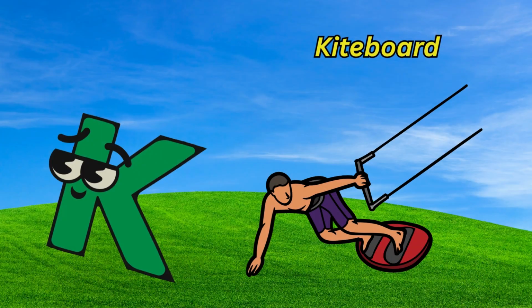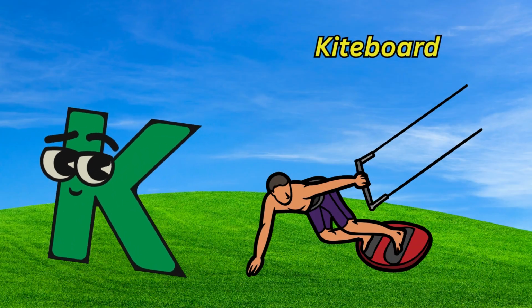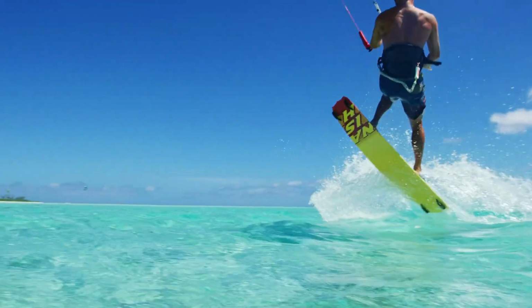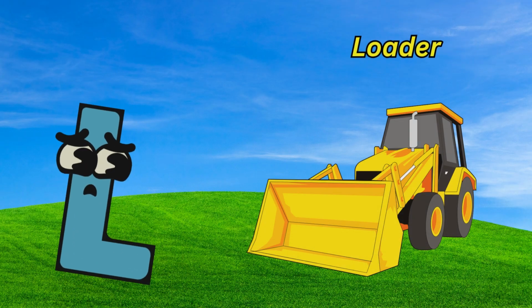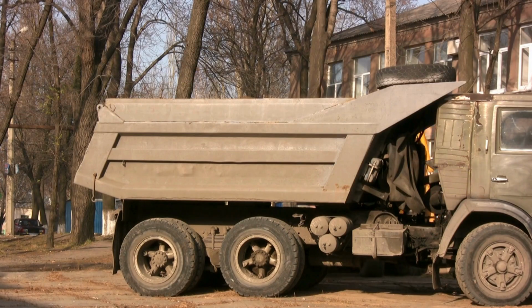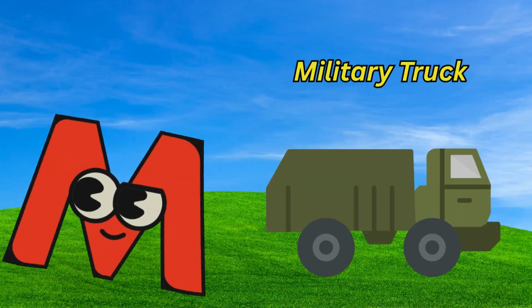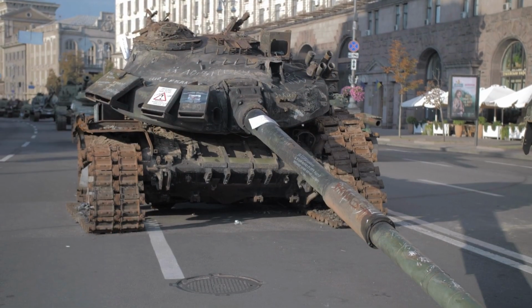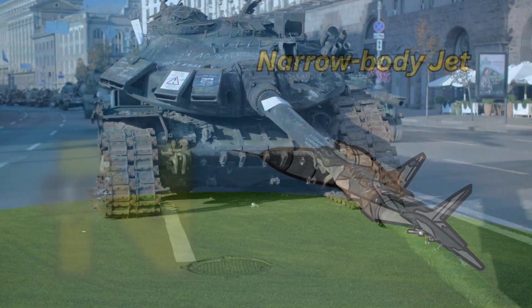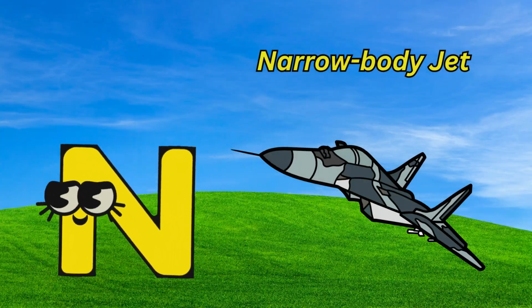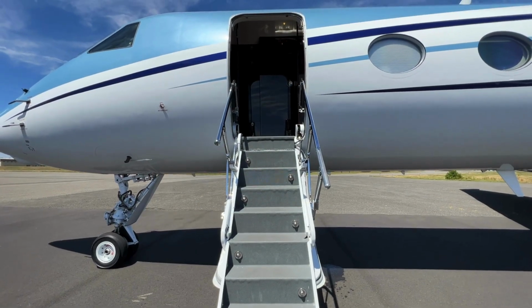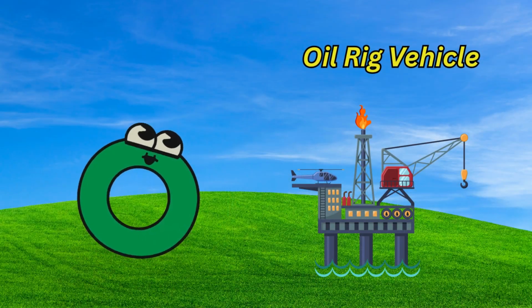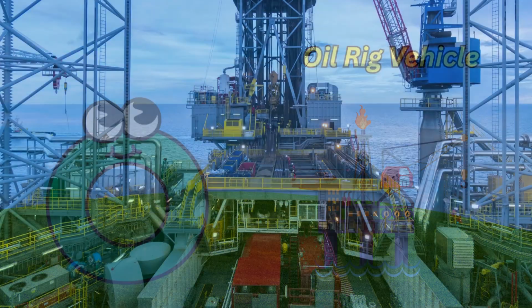K is for kidboard. L is for loader. M is for military truck. N is for narrow body jet. O is for oil rig vehicle.